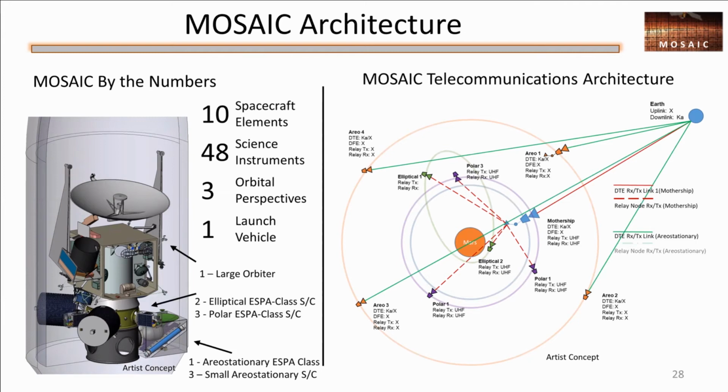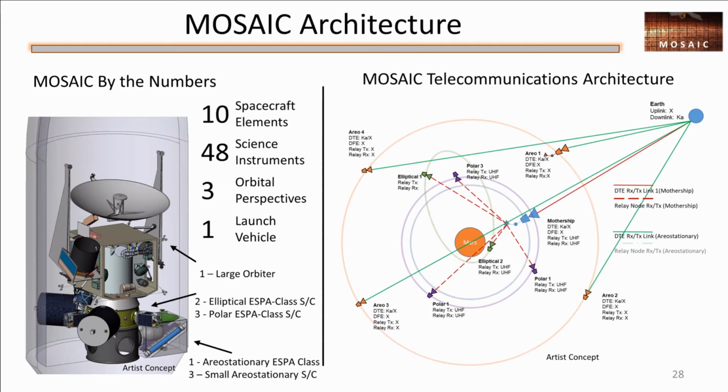So the left half is MOSAIC by the numbers, the 10 different spacecraft elements. You can see them stacked up there inside a Falcon Heavy fairing with the mothership on top and 2 different ESPA rings underneath to accommodate the other spacecraft. The 10 spacecraft carry a total of 48 distinct instruments, not different instrument types, with 3 different orbital perspectives, all on 1 launch vehicle.